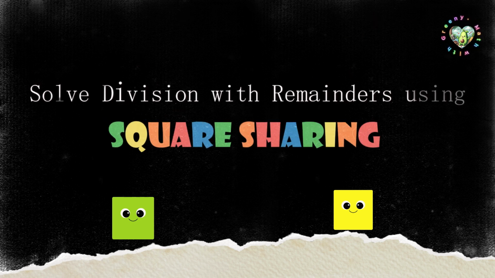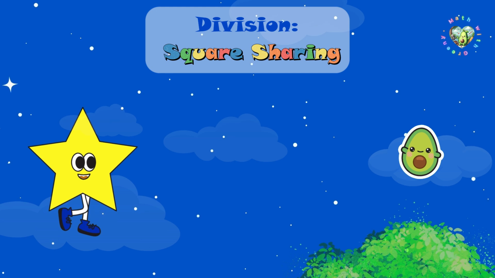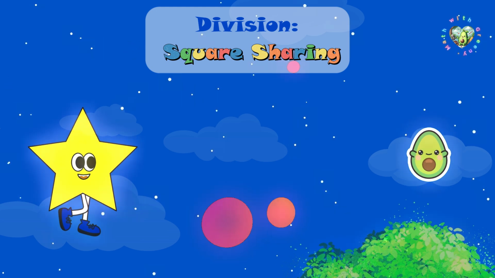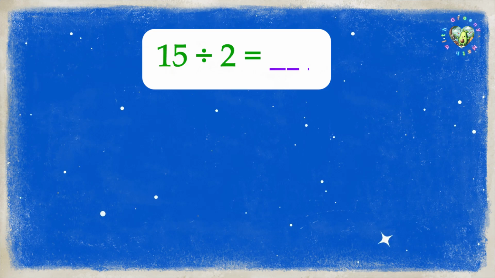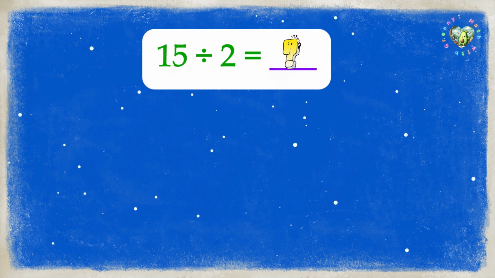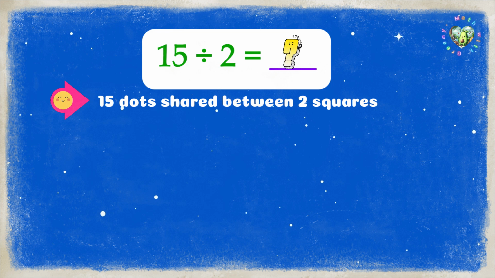Get ready to solve division with remainders using square sharing. Oh, I love squares. Can you show me how? Of course. Let's start with this question. 15 divided by 2. We read it like this: 15 dots shared between two squares.